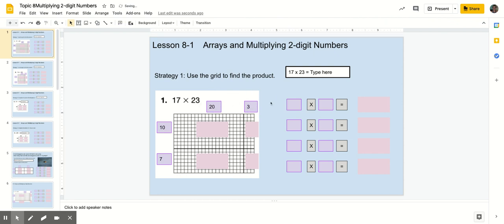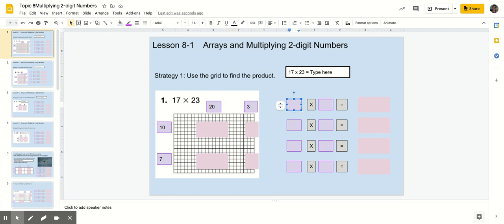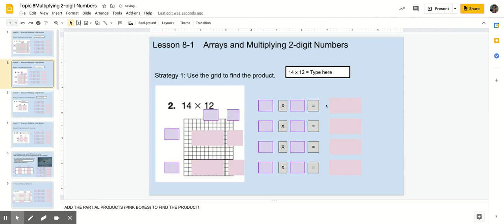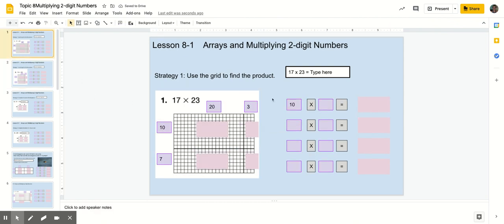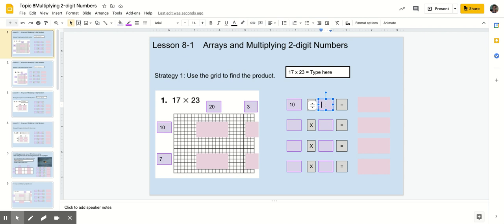So now that I have everything all set up, I am now going to start multiplying my partial products. So 10 times 20 is the first thing I need to multiply, and I'm going to put in my workspace over here 10 times 20, and that equals what?